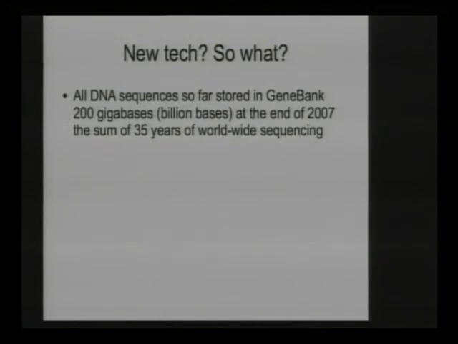So you might say, okay, it's a new sequencing technology, so what, who cares? There's a website, a database on the internet called GenBank that contains all the sequences of all the organisms that were ever sequenced in the last 35 years. So there's human, there's mouse, there's some fish, there's bacteria, there's yeast, there's everything. They were all sequenced with the old technology. And this amounts to 200 gigabases, or billion bases, in this database. This is the entire sum of human knowledge about sequences in organisms.